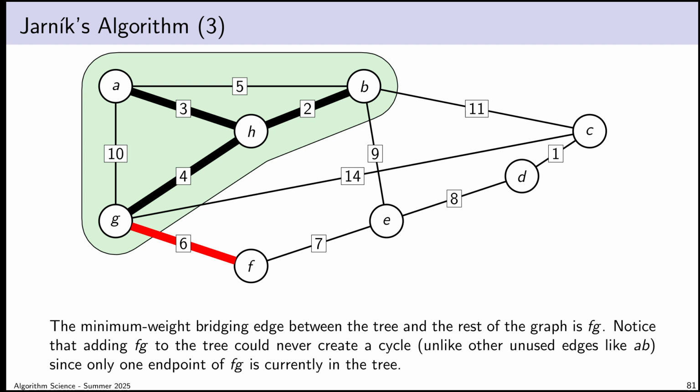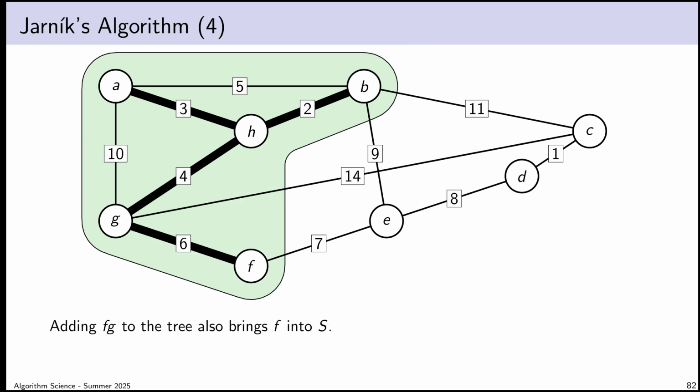Notice that this would never create a cycle, because the edges that I'm considering are always edges that go from the tree to the outside world. And of course, the tree and the outside world are disjoint from each other, and therefore there's no way that the edge that I add connects 2 vertices that are in the tree, because one endpoint is outside of the tree, so no cycle can be created.